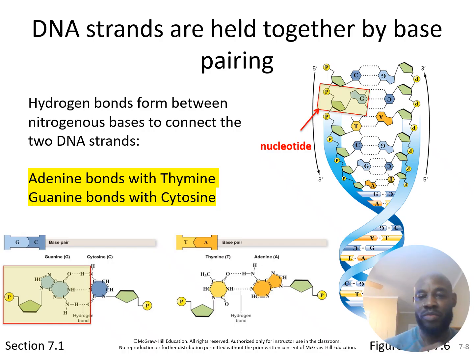DNA strands are held together by base pairing. Right, so we have these hydrogen bonds, which we've mentioned before when we referred to water molecules, but we see them here also in DNA strands. And so the nitrogenous base adenine binds with thymine, and guanine binds with cytosine, and that's how DNA binds together. All right, the nitrogenous bases connect together with hydrogen bonds. Right, very complex molecule.